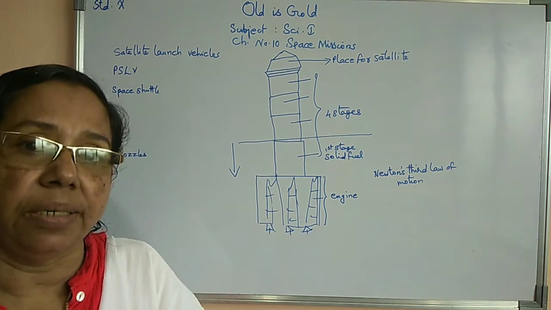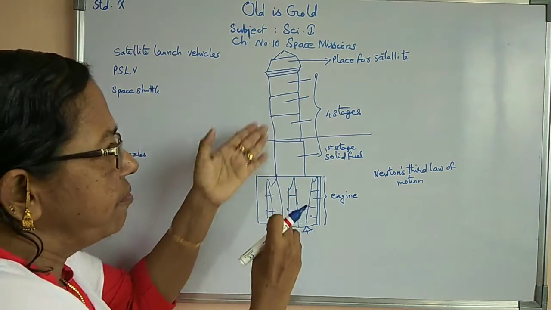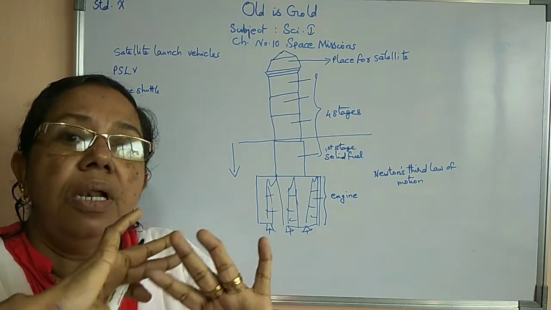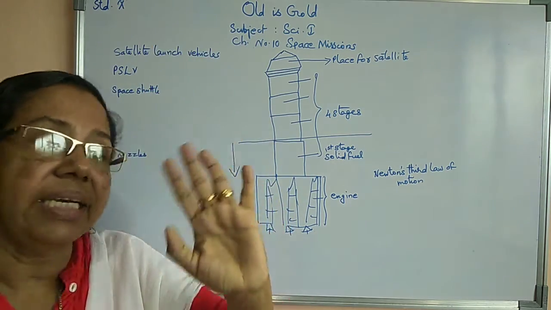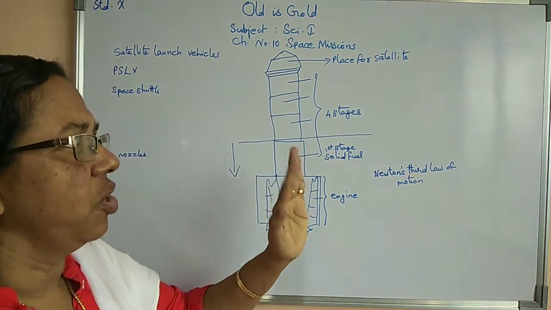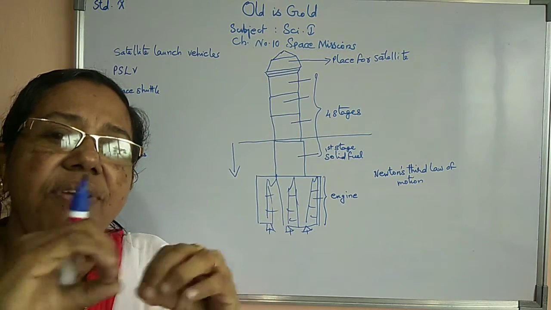It will start to burn. Then again smoke will come from there. It will push the launching vehicle further upward. As a result of it, one stage gets over, and again that tank will be discarded.